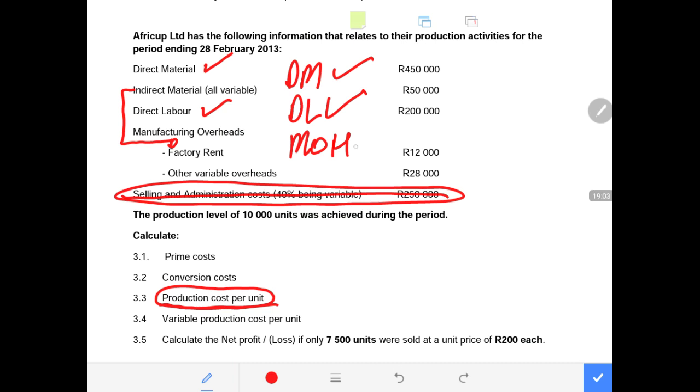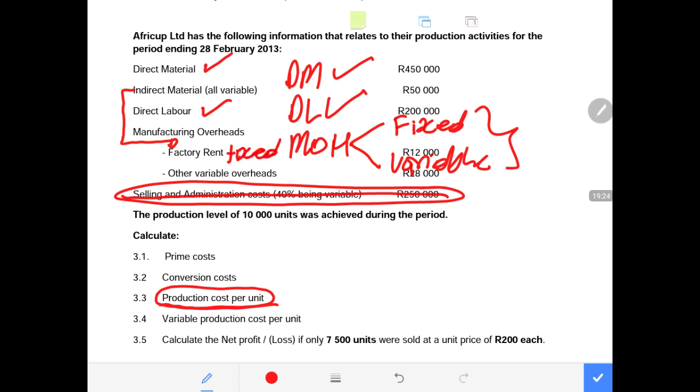And please be mindful that our manufacturing overheads will be divided into two: fixed and variable. We need both of them. We need both the fixed overheads and the variable overheads. We combine both of them, and that becomes our manufacturing overheads. And I did mention to you that rent is also a fixed cost, and it's a fixed manufacturing cost.